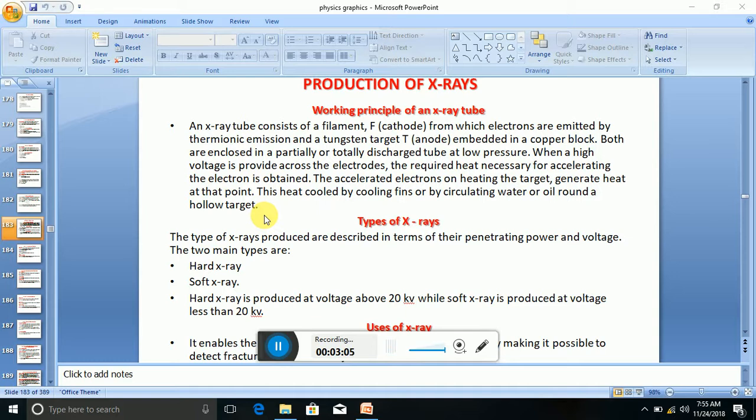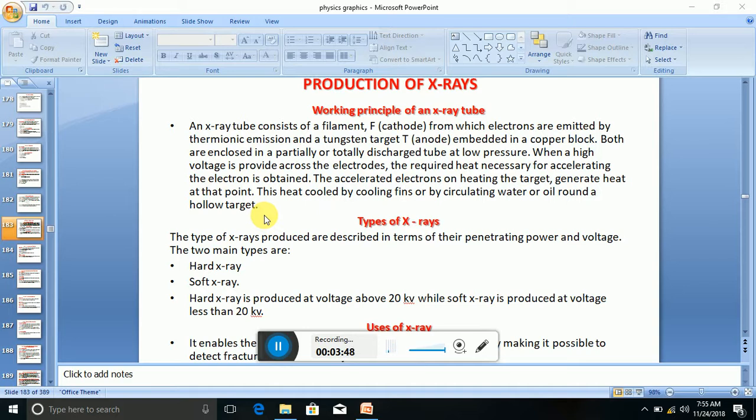Now we look at the types of X-rays. There are two major types of X-rays, the hard X-ray and the soft X-ray, and this classification is based on their penetrating power. That is the power of the X-ray to penetrate your skin and get to your bone. So if the intensity is high, it has high penetration power and it is called hard X-ray. And this hard X-ray is produced at a voltage above 20 kilovolts, whereas the one that has low penetrating power, produced at a voltage lower than 20 kilovolts, is known as soft X-ray.